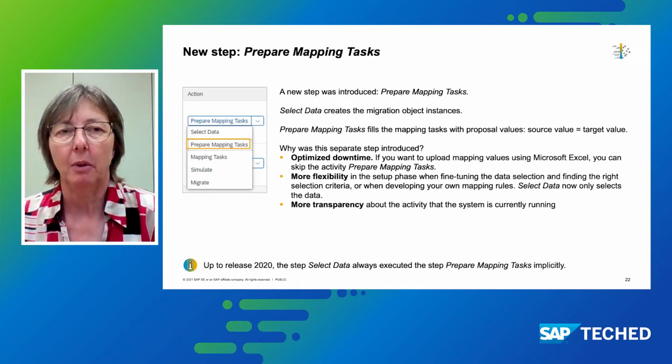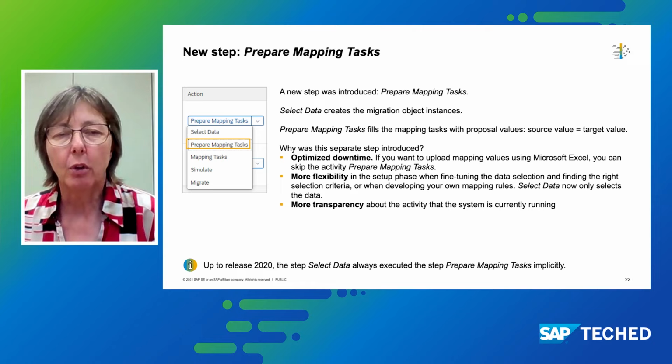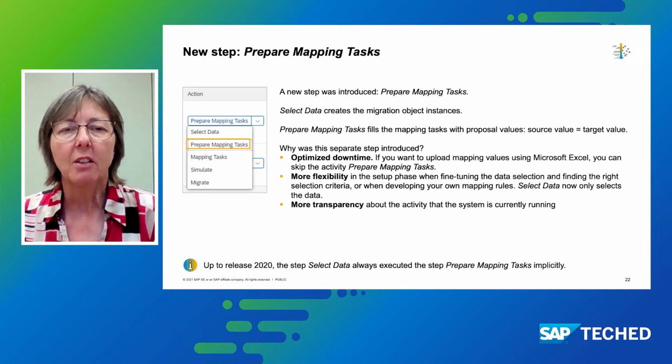You have now more flexibility because during the tests, when you do a lot of fine tuning regarding the selection, so you are trying around with different possibilities and perhaps create own rules and so on. So if you now press the select data button, you only select the data and you don't create mapping proposals anymore. So this means more flexibility. And the last reason is that you have more transparency now because you see the different steps running in the monitoring.